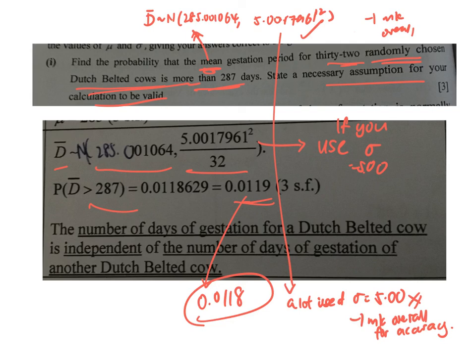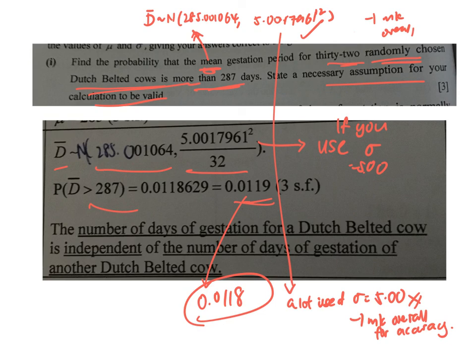Okay, so we cannot just say they don't affect each other. The definition is very loose now. So you all must really define your sentences and write down properly. The best is you write down the independence. You cannot just write down the two Dutch spotted cows are independent. Which part is independent? The number of days of gestation period is independent, not just any part of the cow.